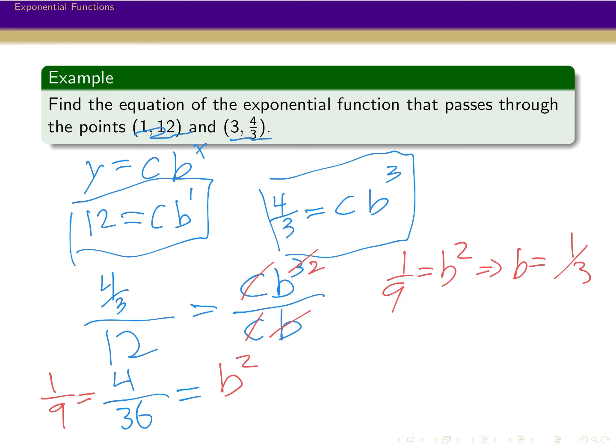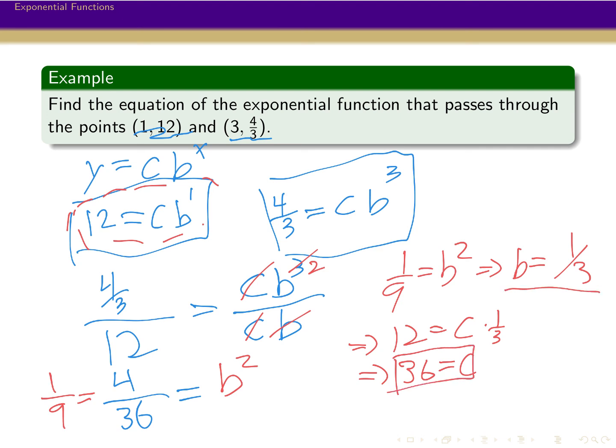And so now that I know that b is 1/3, I can go back to this first point, and I have that 12 is equal to c times 1/3. If I multiply both sides by 3, I get 36 is equal to c. So c is 36, b is 1/3. So my function here is y is equal to c, which is 36, times 1/3 to the x power.